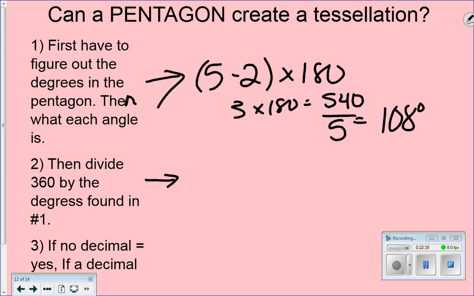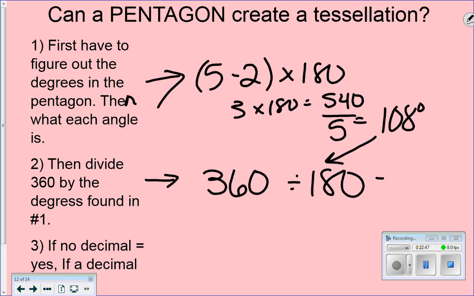Number 2: you're going to take 360 and divide by this number. Oh, 108, my bad. Not 180. Now if I look at this, is 360 going to be divided evenly by 108? You probably already know. What are some things that would evenly divide 360? 36, 60, 120, 180, 10, 5, right?